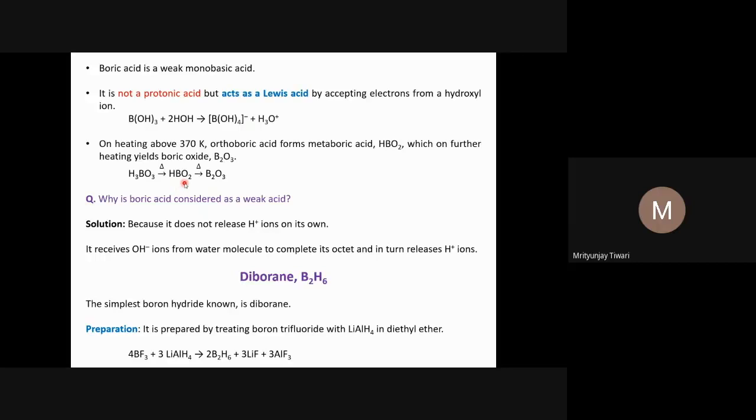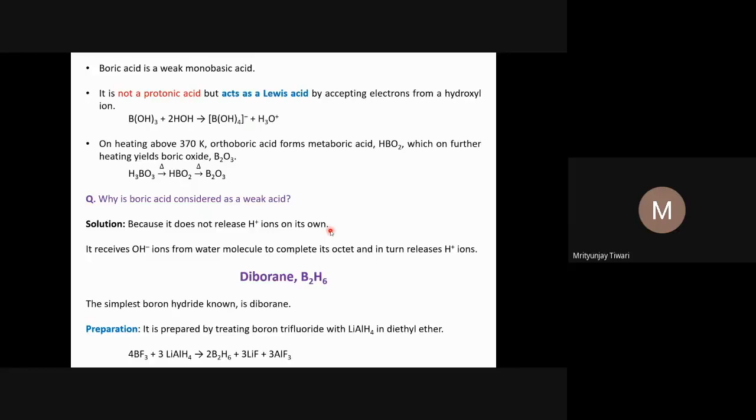When one water molecule is removed from two HBO2 molecules, we see the formation of B2O3, which we can call boric oxide, or the boric anhydride, because this molecule is formed because of the dehydration of the boric acid. Dehydration of boric acid forms this B2O3. That's why it is also called boric anhydride.